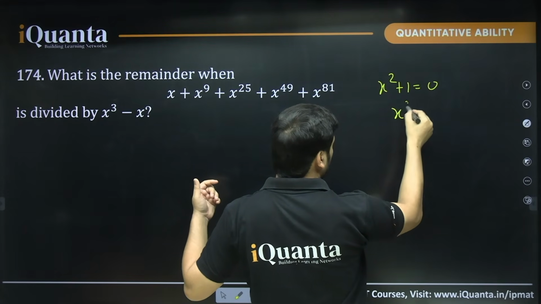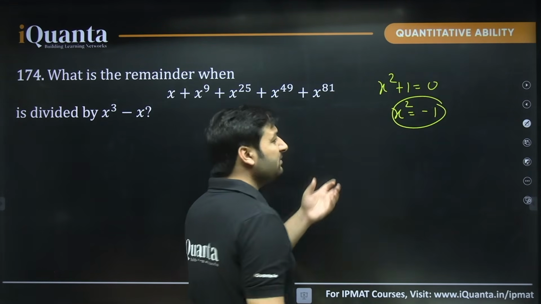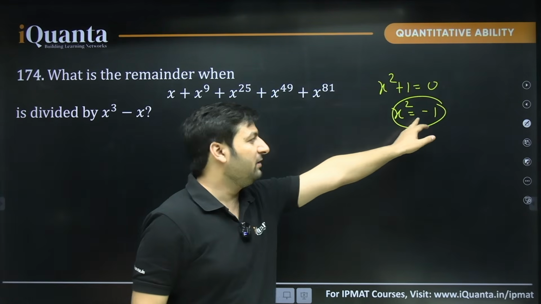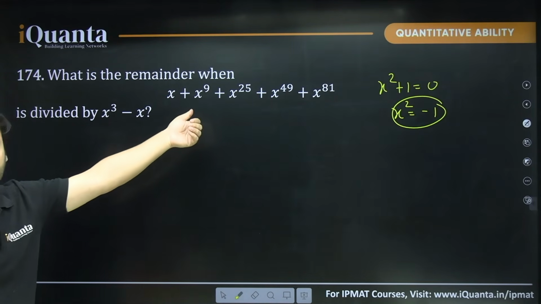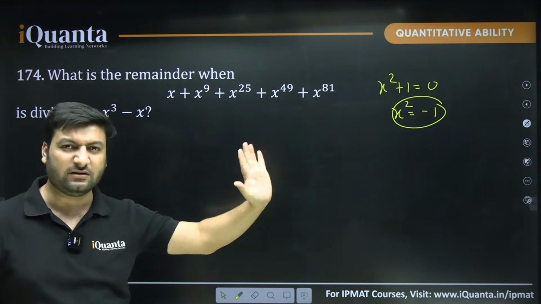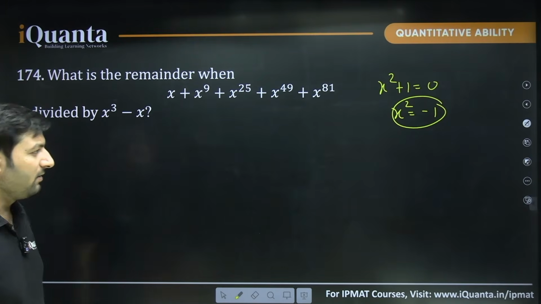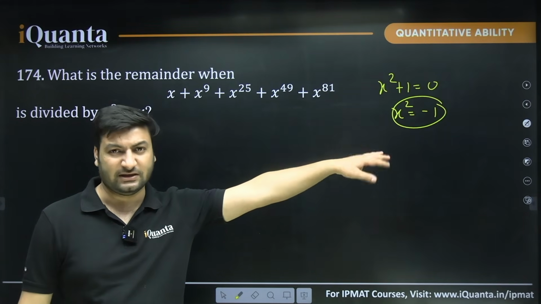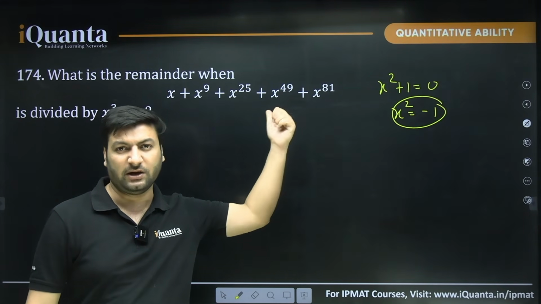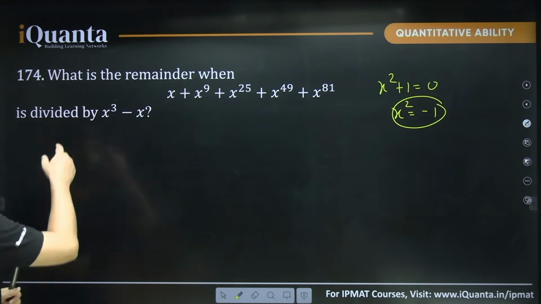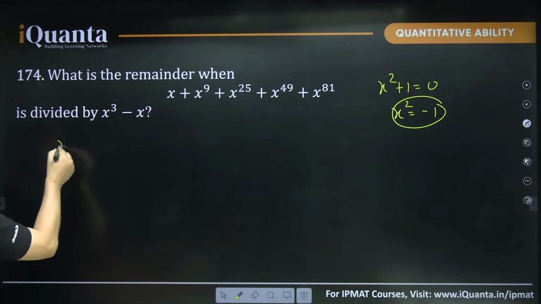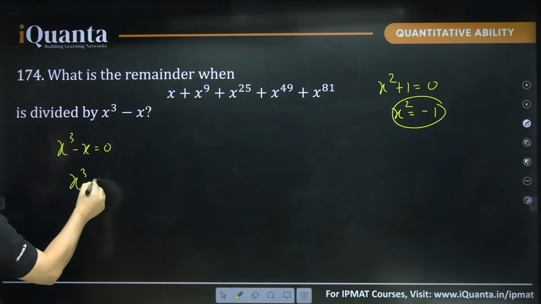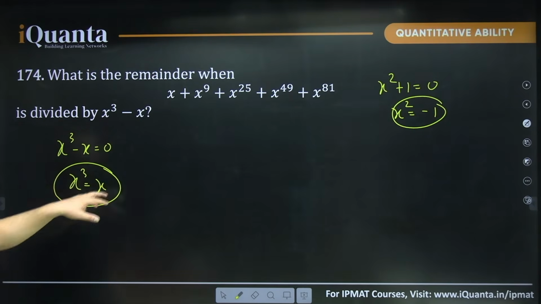So you basically know that you simply have to put your divisor equal to 0, and whatever value of x you get, you push it back into the dividend and you get the remainder, right? This is the way when you use the polynomial remainder theorem. You put your divisor equal to 0, you will get some value of x, push it back into your dividend, you will get the remainder. But here if you put your divisor equal to 0, you will get x cube equal to x.